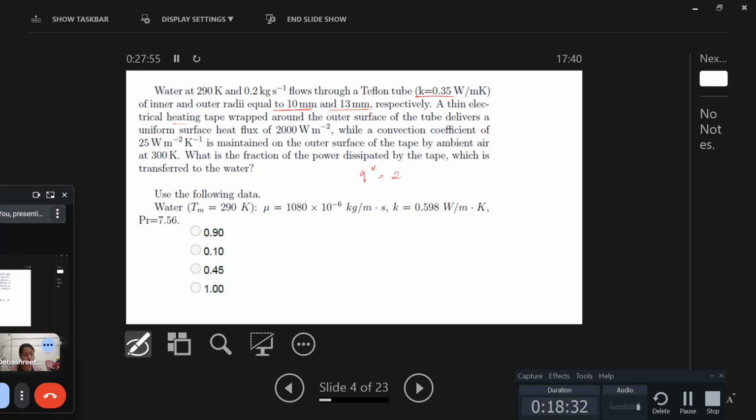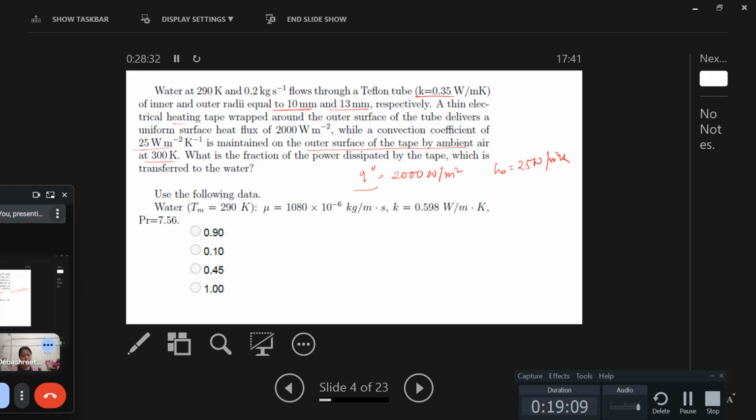So Q double prime, watt per meter square, it is flux, okay, that means per unit area, while a convection coefficient of 25 watt per meter square Kelvin, that means H, is maintained on the outer surface of the tape by ambient air at 300 Kelvin, that means it is H naught. H naught is 25 watt per meter square Kelvin. And ambient air is at 300 Kelvin. What is the fraction of the power dissipated by the tape which is transferred to the water?